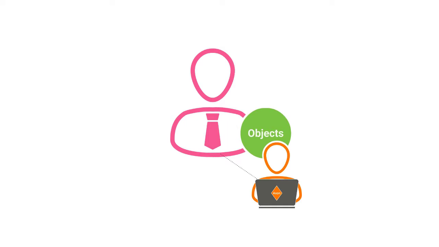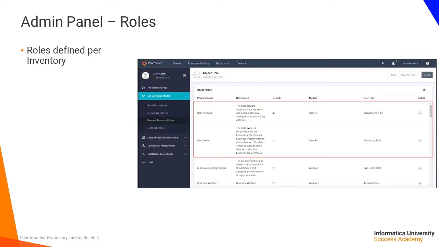We will take a look at creating a stakeholder role and assigning permissions to the role. Then we can look at how to assign a stakeholder role to an Axon user on an object and the effect that that has. Roles are created in the admin panel by the Axon superadmin. A number of roles can be created for each inventory.